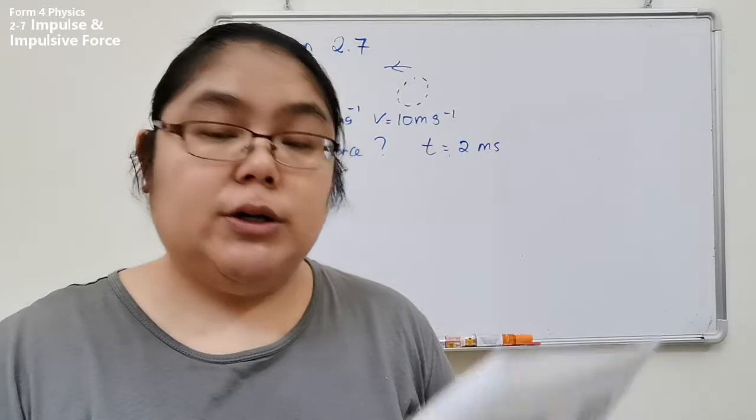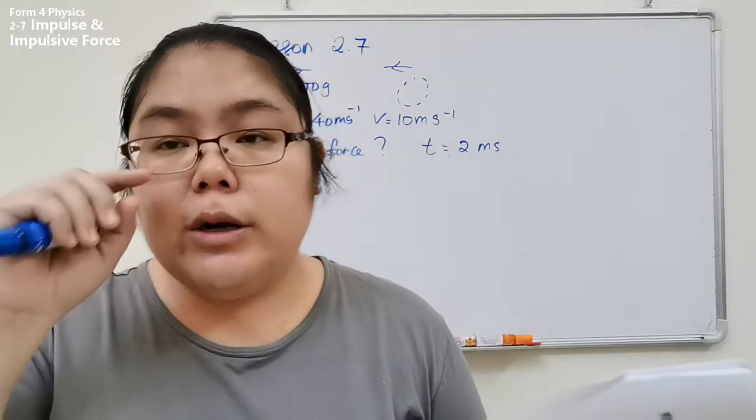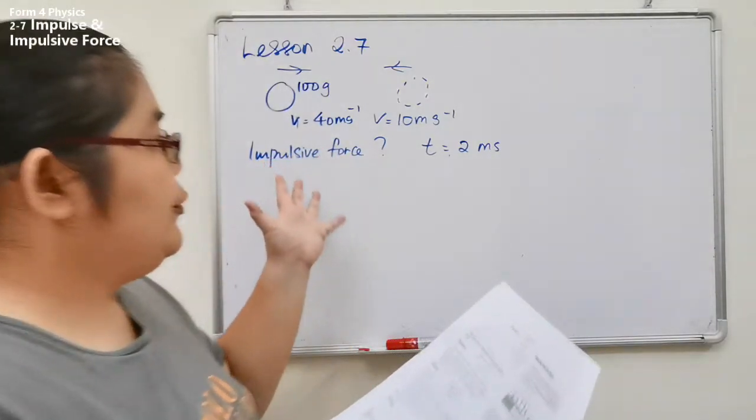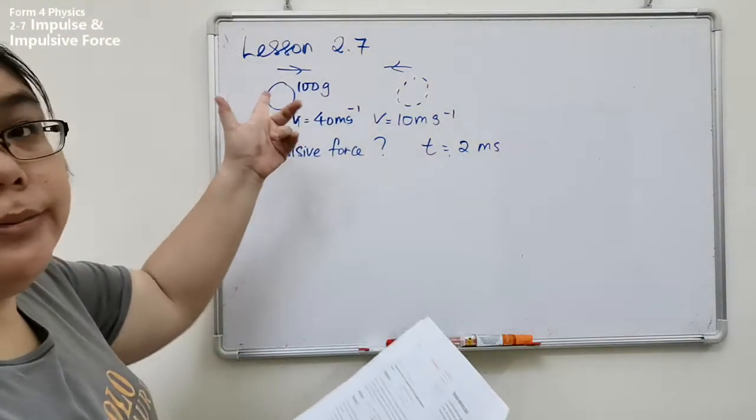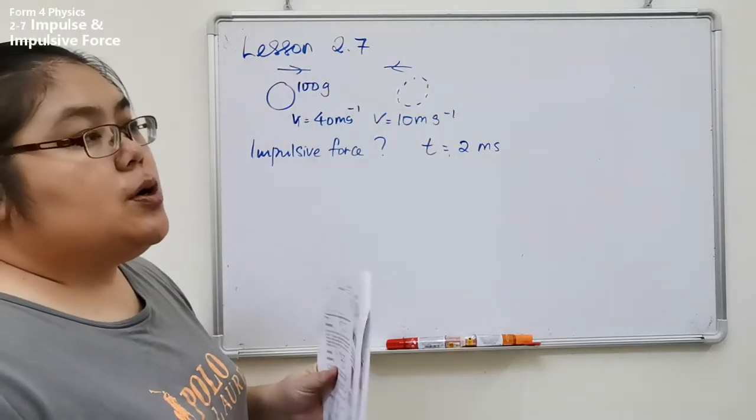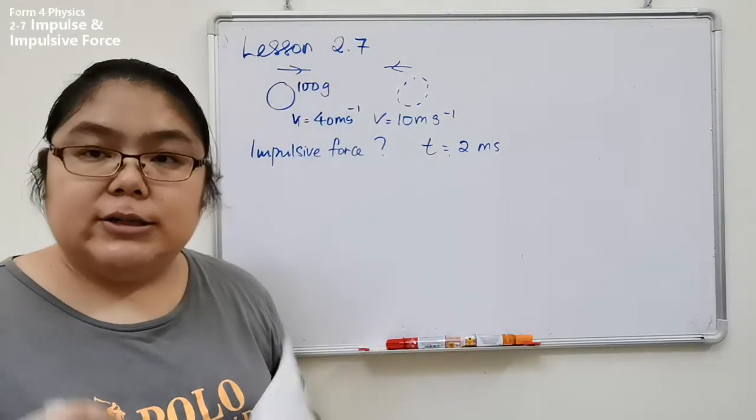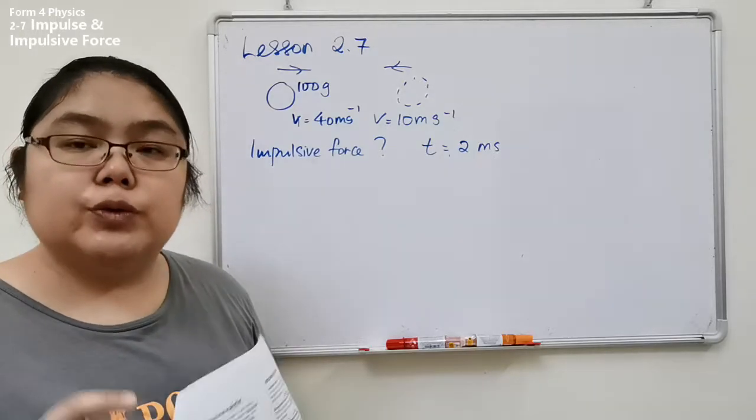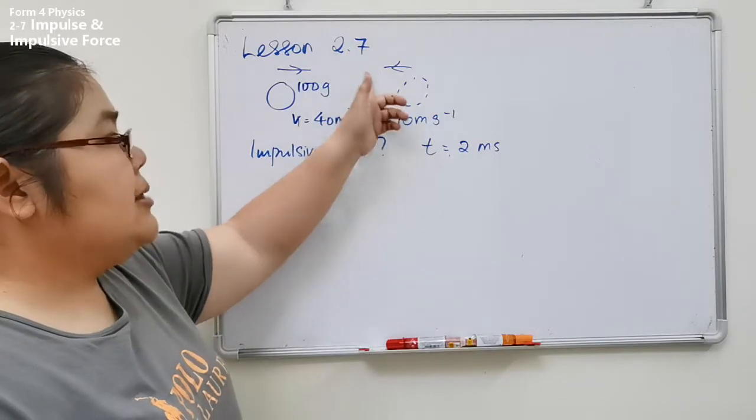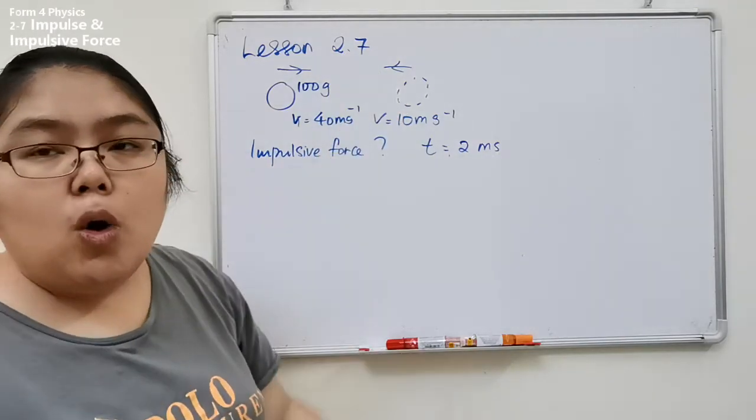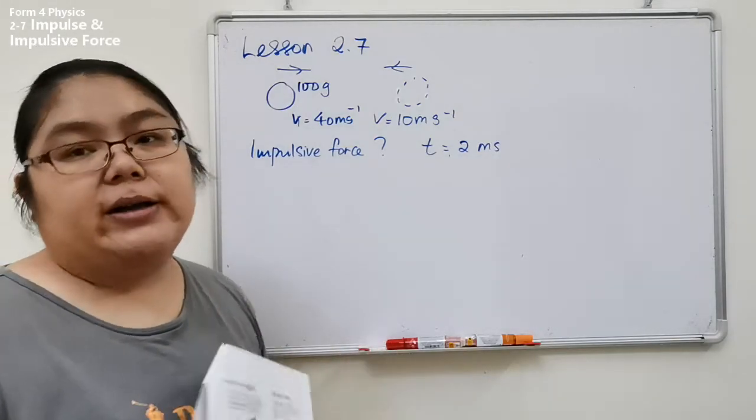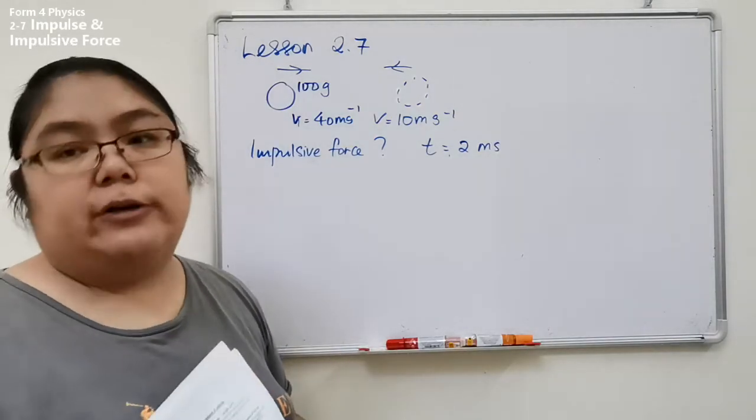Make sure you understand all the units. All the units must be changed to SI units. Now I draw the diagram for you. First, the ball goes to the right hand side, then the ball is hit, then comes back. If I don't want the answer to go negative, I need to do something. I take the final direction as always positive, so my final answer is surely positive.